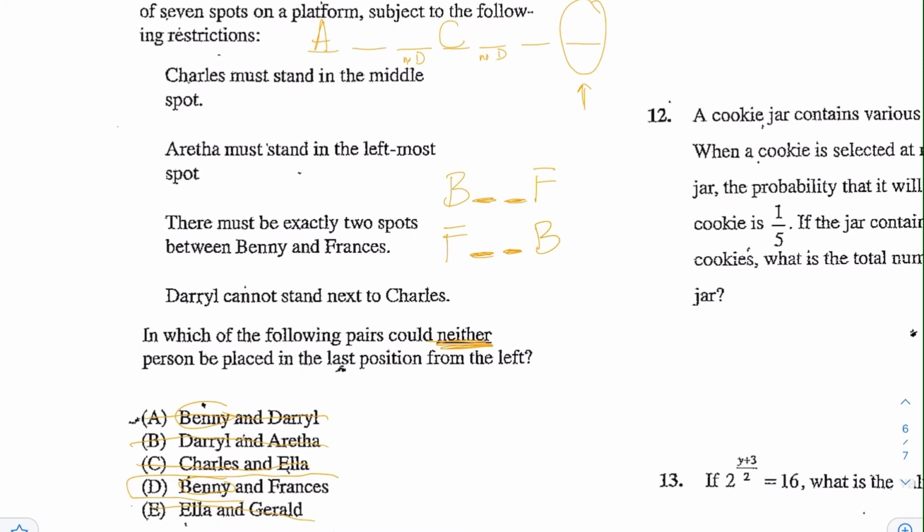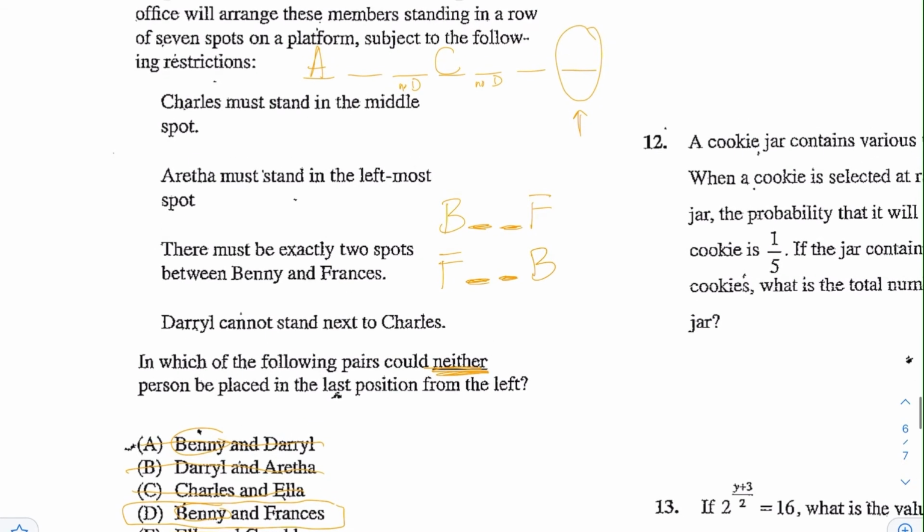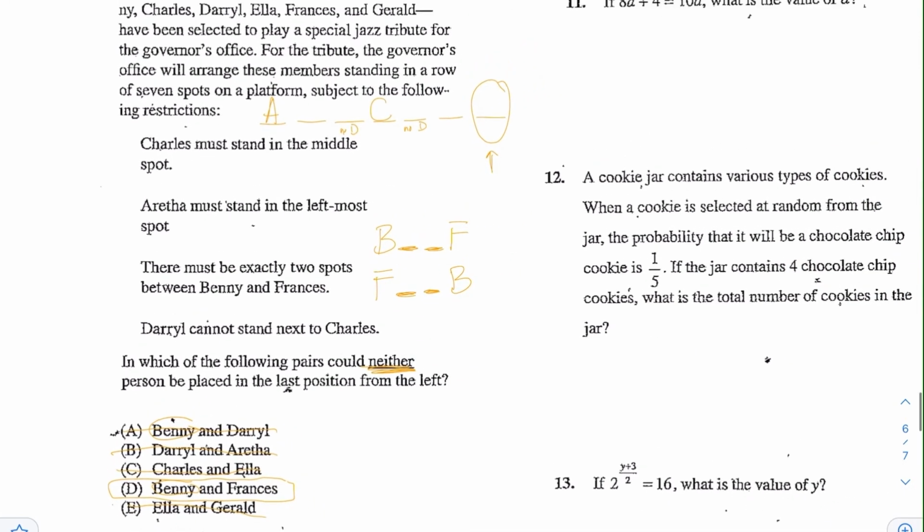So the answer has to be choice D. Benny and Francis cannot be in the last spot, because well, we can have B here. If B's in the last spot, then F would coincide with C. But even if F was in the last spot, Benny has to be 2 away, and Charles is 2 away from F, so they can't be in the same spot. So we know that B and F cannot be there. So the answer is choice D. There's a contradiction.